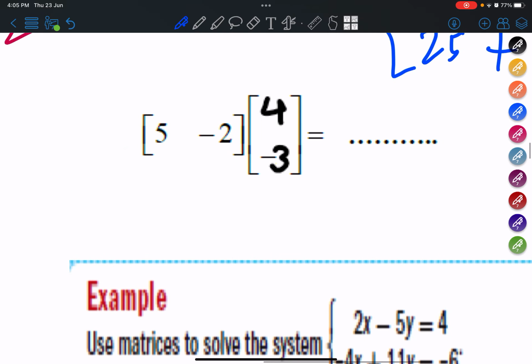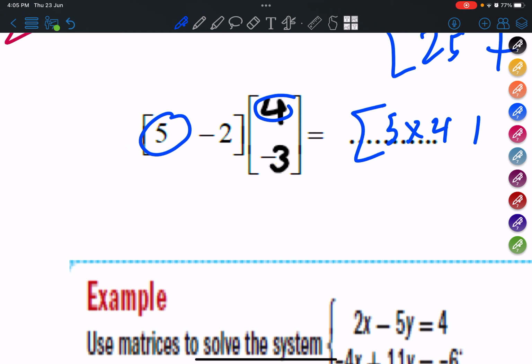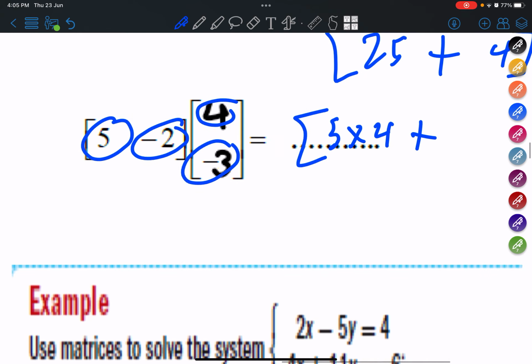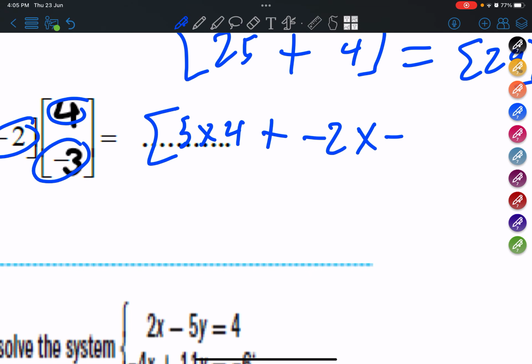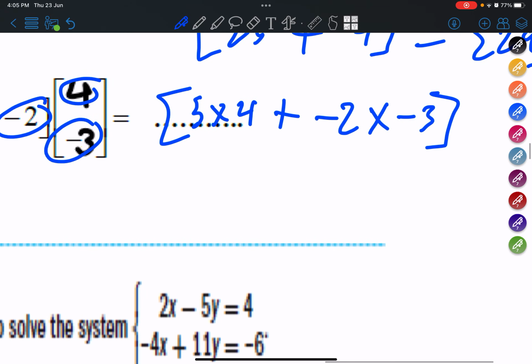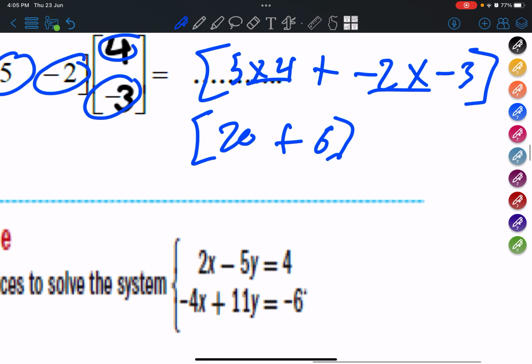We can do the same thing here. So 5 times 4 plus negative 2 times negative 3. Close bracket. Again, 5 times 4 is going to be 20, plus negative 2 times negative 3 is going to equal positive 6. And finally, we can just add them, which will give us 26 as our final answer.